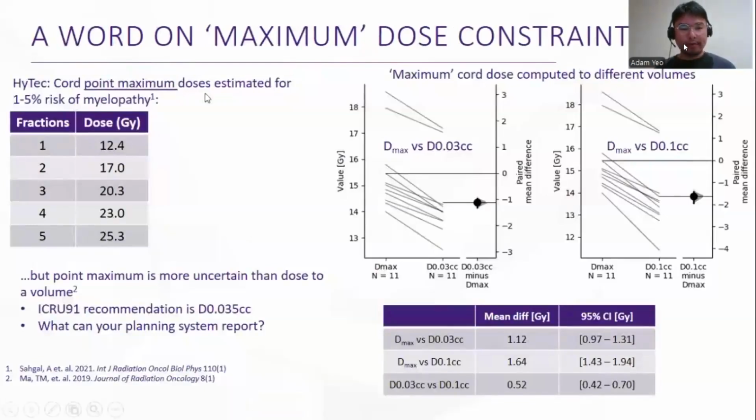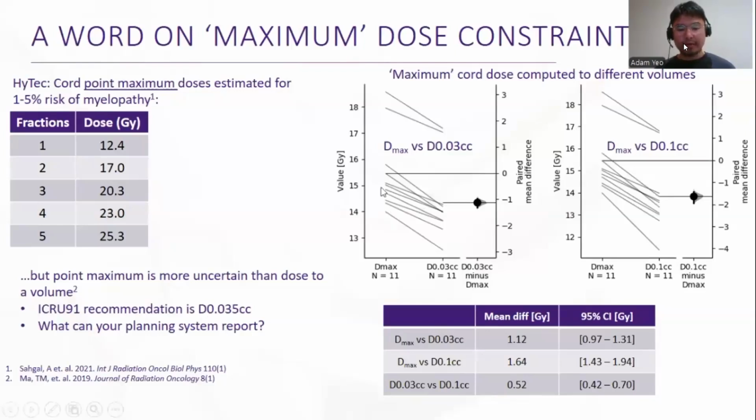And then a quick word on the maximum dose constraints here. Depending on fractionation, we have different tolerances, which is a 1 to 5% risk of myelopathy in the context of spine SABR. But ICRU 91 recommends something similar: near minimum of D98 or D99 for coverage, or near maximum as D2% as a hotspot definition. Now, for the Dmax or the point max, it's discouraged. Rather, we have 0.03 cc as a more robust dose scoring to reduce the uncertainty on the dose scoring there.